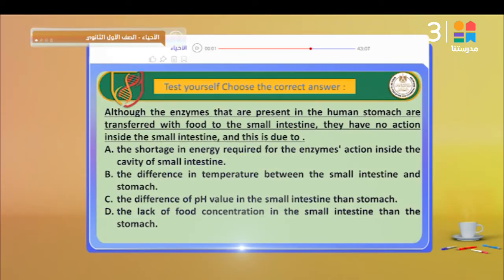Now we are studying the main questions, small questions about this point, to ensure you understood it carefully. Please take your time and concentrate with me. Also, the enzymes that are present in the human stomach are transferred with food to the small intestine. They have no actions inside the small intestine, and this is due to number A.